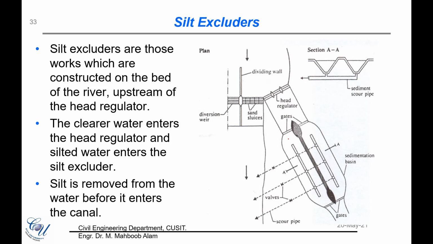This diagram gives you an indication of how the silt excluder works. These are the sand sluices. This is the dividing wall here. You saw in the previous diagram that you had a dividing wall, and this dividing wall was housing a fish ladder. So on one side you have these sand sluices, and these sand sluices make sure that the water that is entering into the head regulator is silt free.